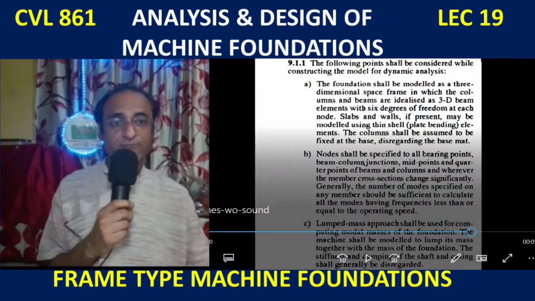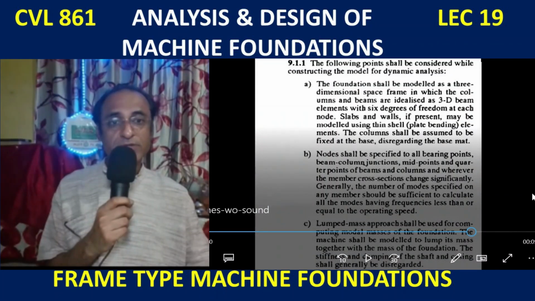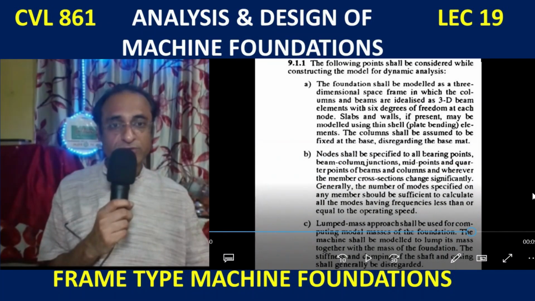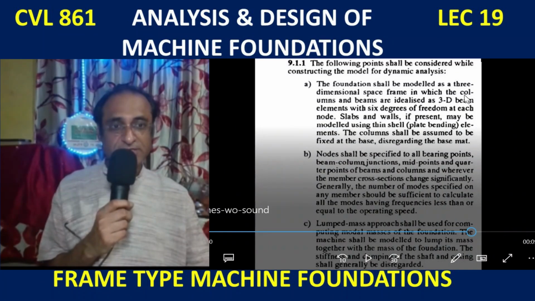The code says that the foundation shall be modeled as a three-dimensional space frame in which columns and beams are idealized as 3D beam elements with 6 degrees of freedom at each node. So this you can do very well. The 3D frame model you have already learnt in your advanced structural analysis. Slabs and walls, if present, may be modeled using thin shell plate bending elements. The columns shall be assumed to be fixed at the base, disregarding the base mat.